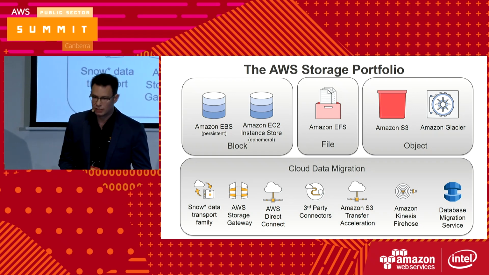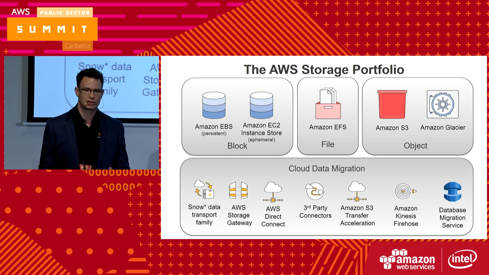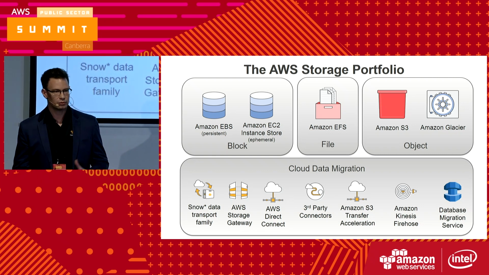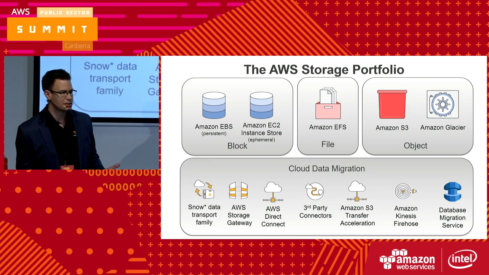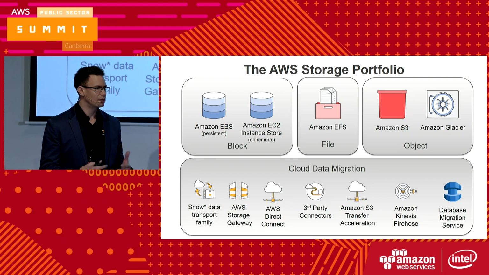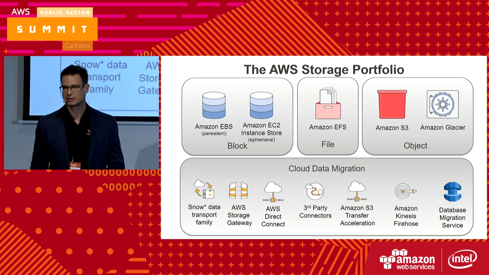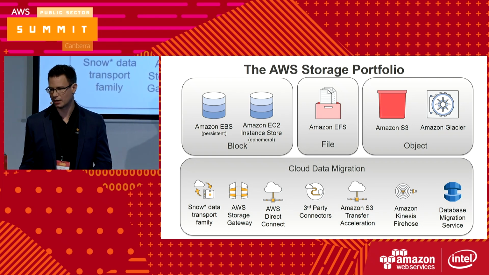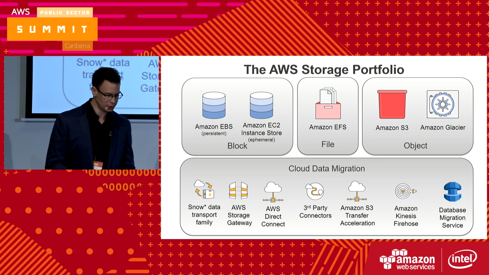So first of all, to talk about the storage portfolio. Today I'll be primarily focusing on object storage. And that's S3 and Glacier. But it's worth mentioning and understanding that it's part of a broader portfolio of capabilities on AWS, including block storage with EBS and Instance Store, file storage with Elastic File Storage, and of course, we wouldn't be able to do anything on the cloud with our data unless we could get it there. So cloud data migration services are really, really important.